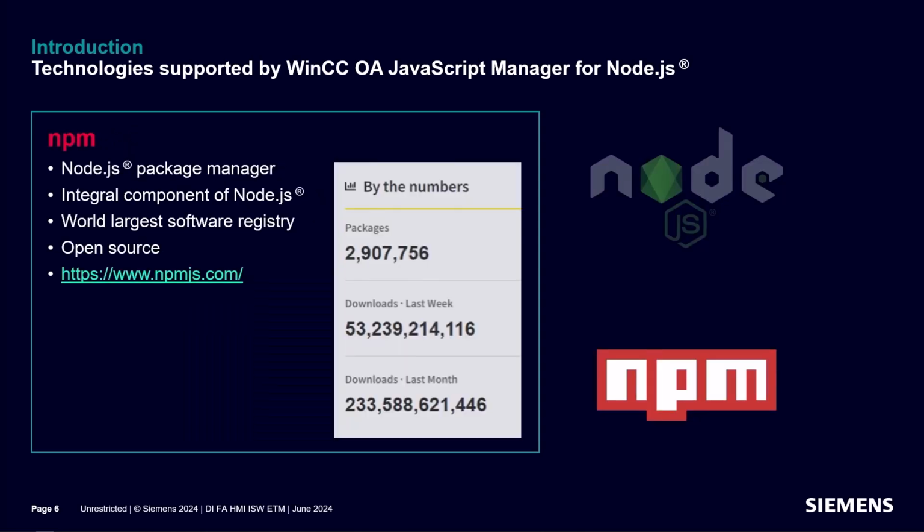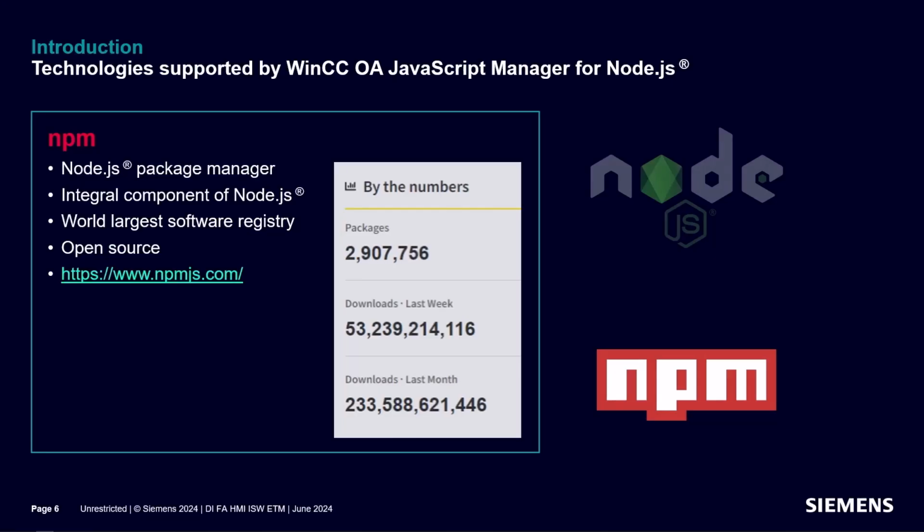An important part of Node.js is the Node Package Manager, NPM. It is the world's largest software repository, containing about 3 million packages. It's open source, and it is used not only to provide algorithms, interfaces, and all the stuff you need to develop your Node.js applications, but also by Node.js itself to structure the software that you develop, as we will see in the example later on.